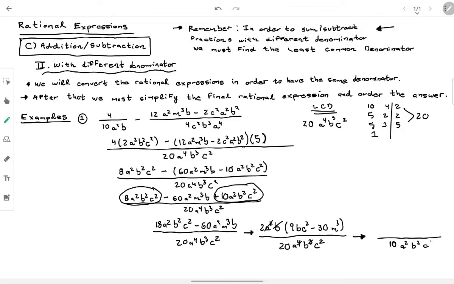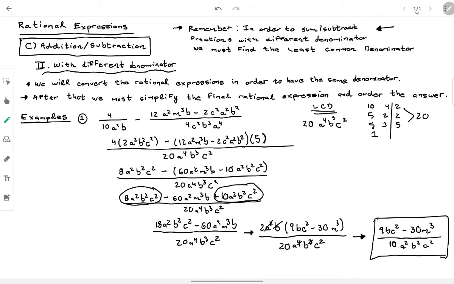What about c? We don't have anything, so it's going to stay the same, and it's going to be 9bc squared minus 30m cubed. Of course, maybe we can take out a 3 as a common factor on the top part, but it won't eliminate with the bottom part, so it's the same. That's why I only take out a 2, not a 6 as a common factor, because 18 and 60 have 6 as a common factor. But this is going to be our final answer.